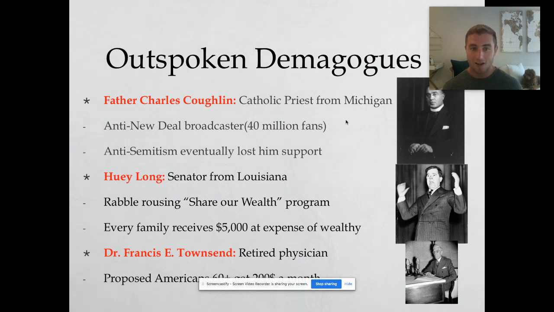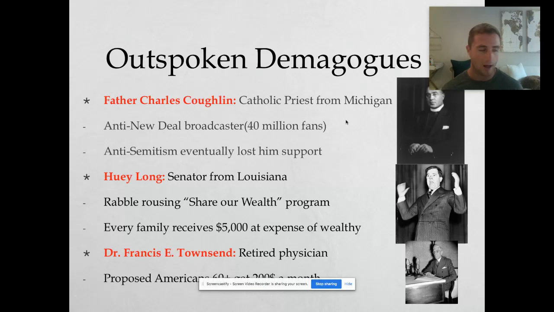Huey Long, with his Share Our Wealth program. This was a very socialist program in which every family was supposed to receive $5,000 at the expense of the wealthy. This was obviously very, very socialist. Huey Long is eventually assassinated. And then Dr. Francis Townsend, who's an older man, a physician. He lost it all in the Depression. And he is arguing that Americans that are now too old to work should be getting money on behalf of the federal government.